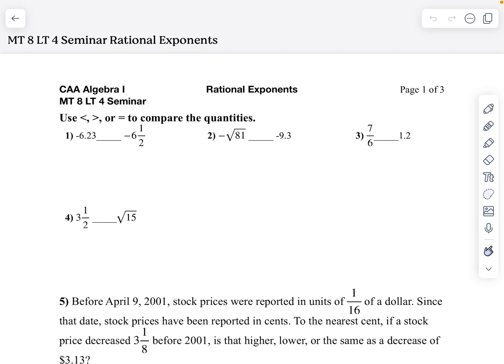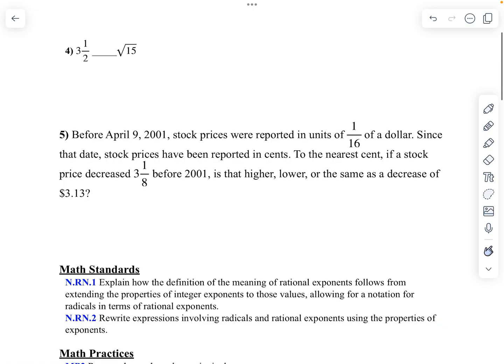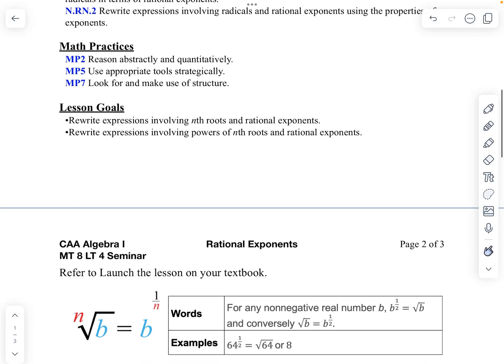Hey, let's look at our MT8 LT4 seminar on rational exponents. First thing I want you to do is the first 5 questions so we can go over them in class. And woohoo, that's what we're going to take a look at.